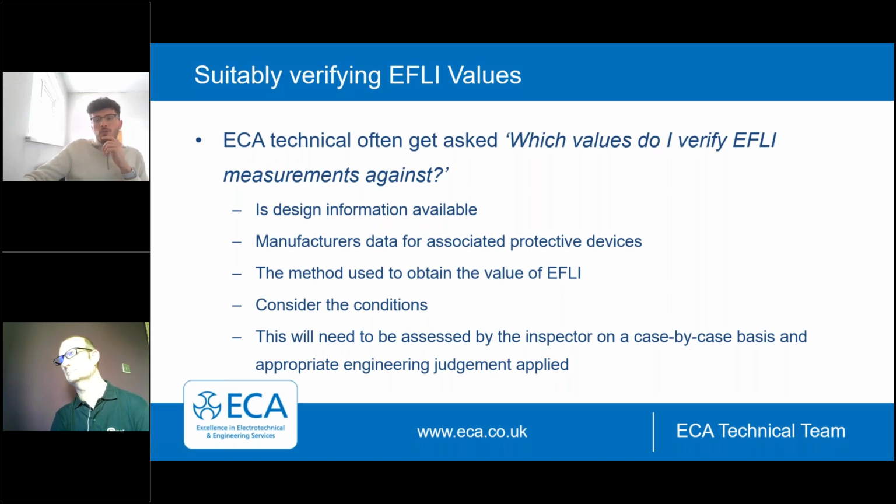So if you've carried out the continuity method, then it's very unlikely that you're going to be able to compare your value of earth fault loop impedance directly against BS 7671, because it's unlikely that when you carried out your continuity test the conductors were at 70 degrees, let's say. It's much more likely they're going to be cooler, so you're going to be comparing against the 80% values. But the next point is consider the conditions.